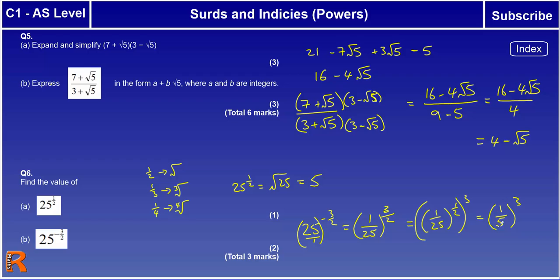If you think about it, if you squared 1/5, you'd end up with 1 times 1 and 5 times 5, which will give you 1 over 25. And then we're going to cube it, so we've got 1 to the power of 3, which is 1, and 5 to the power of 3 is 125.